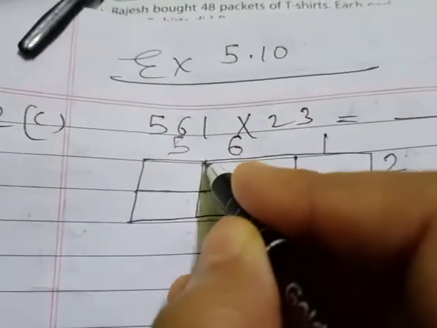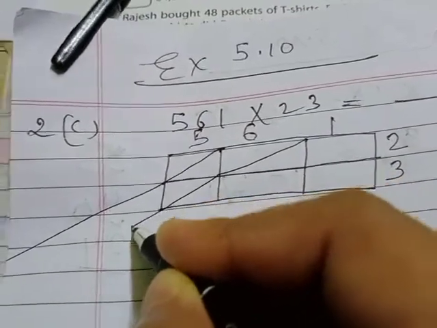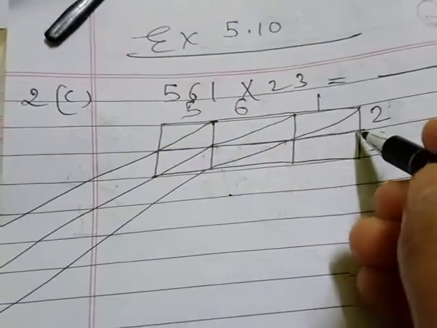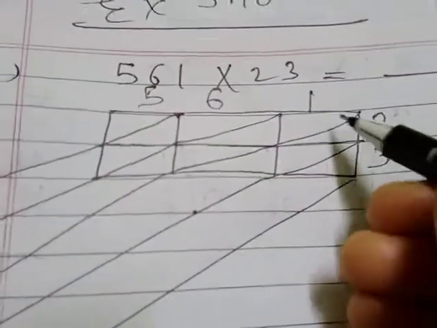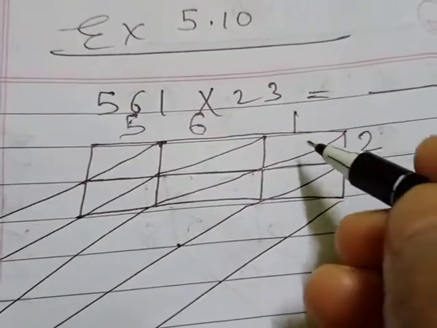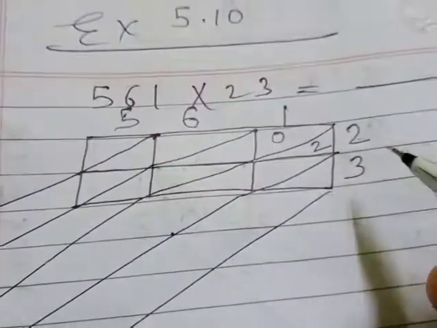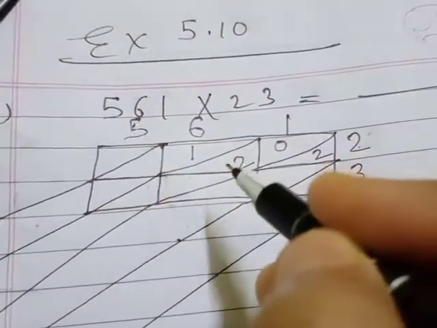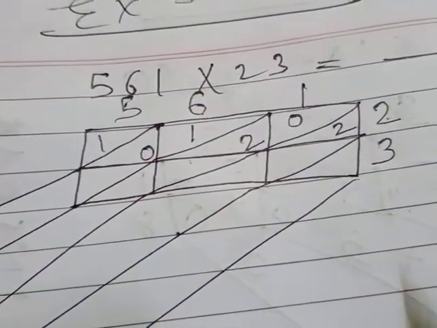First of all we will make the lines like this, joining all the common points, like this, here and then this one. Okay, now 2 ones are 2, so 2 is a 1-digit number. When it is a 1 digit, then we'll write here 0 and 2. 2 6s are 12, so 1 and 2. 2 5s are 10, so 1 here and 0 here. Like this we do in the lattice method.